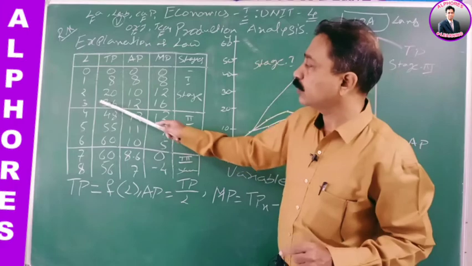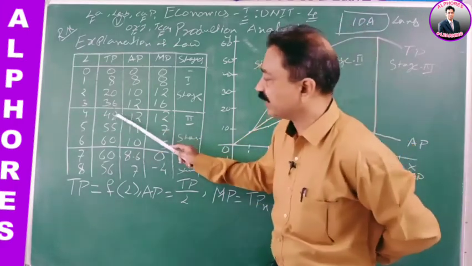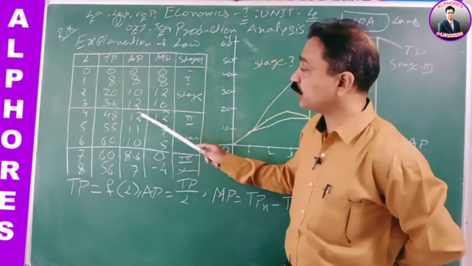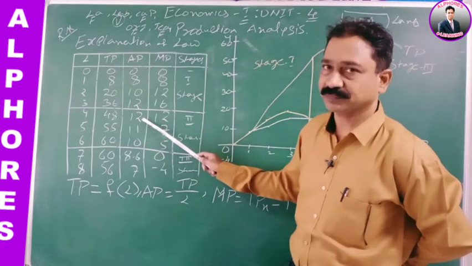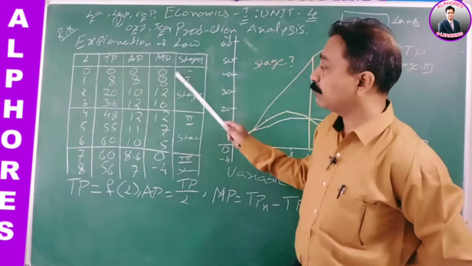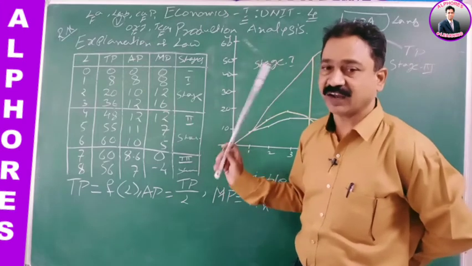In the second stage it increases but at a decreasing rate. See here, total productivity increased with the fourth labor. It is how much? 48. What is the average product? 12. And marginal product is how much? 12. They become equal. That we will see in the graph.